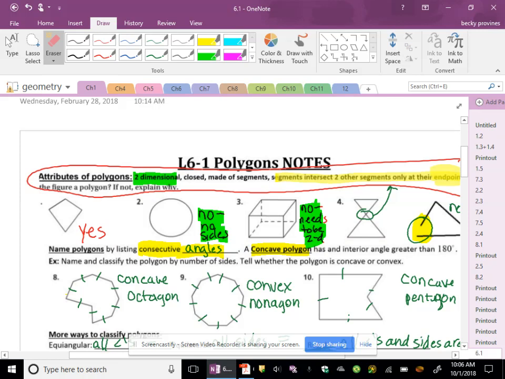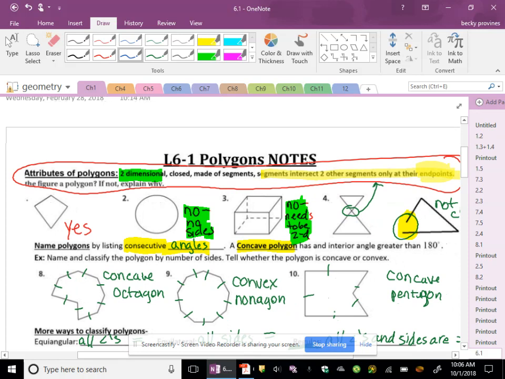Okay, so does it cave in? Yes, it caves in right here. So it is concave. Now you would have to count the number of sides. There are 8 sides here. I've already counted it out. So this is an octagon since there are 8 sides.